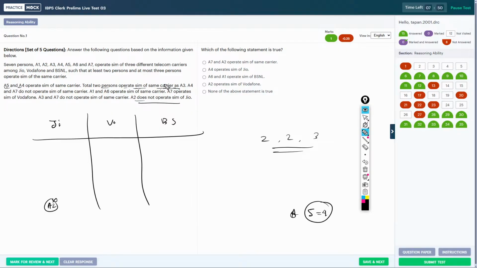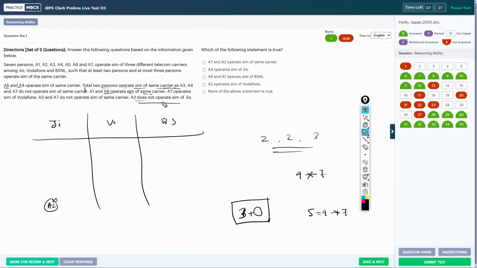Same carrier. 3 plus someone only. Box. 4 and 5 do not. 4 and 7 not together. They are not together. Okay.